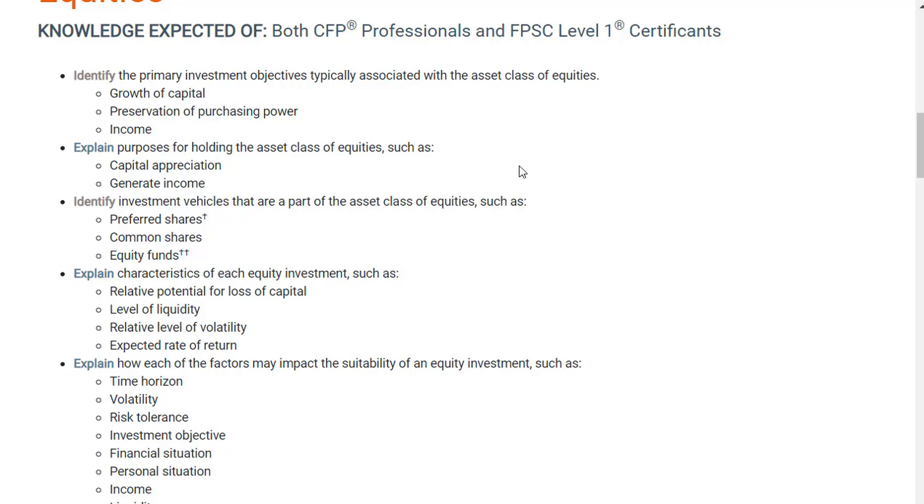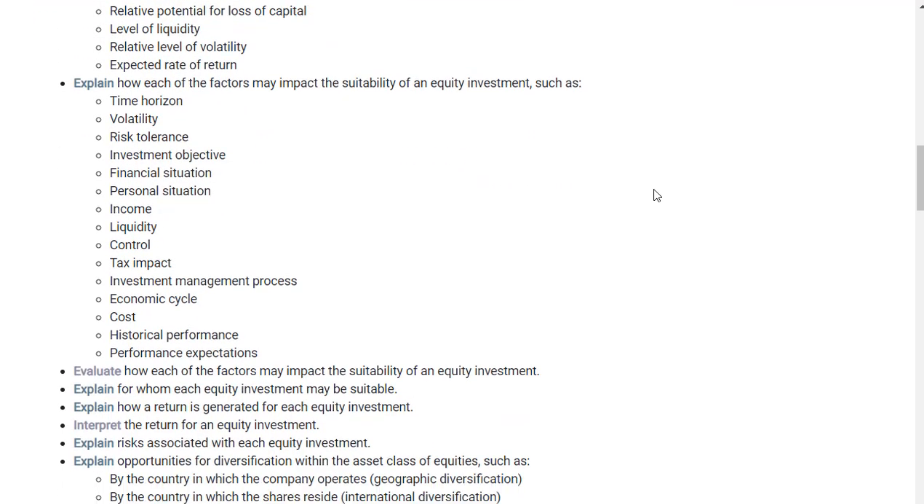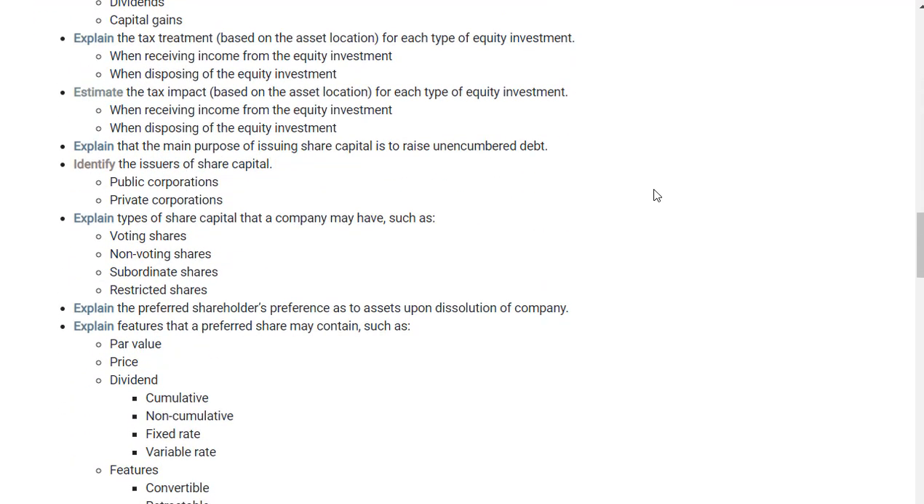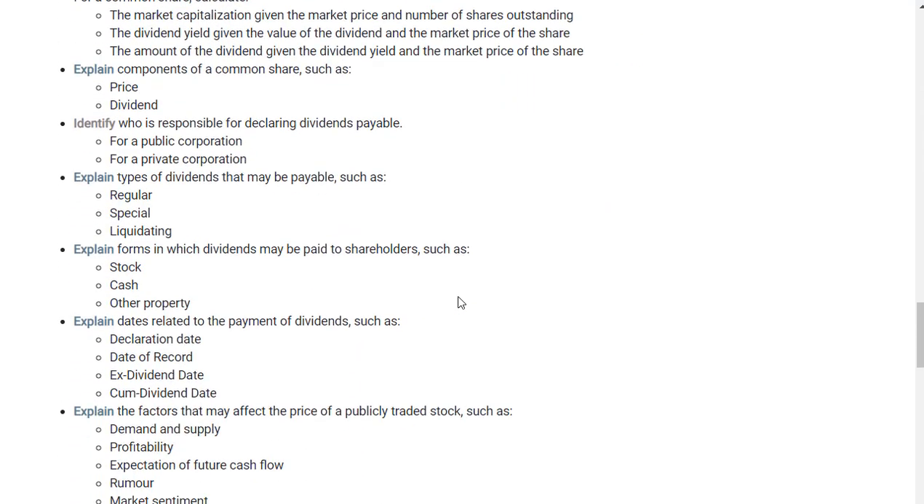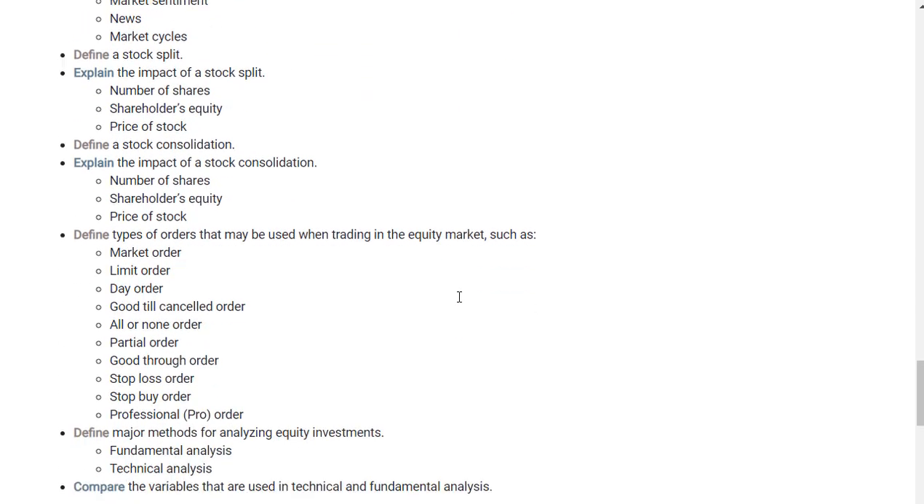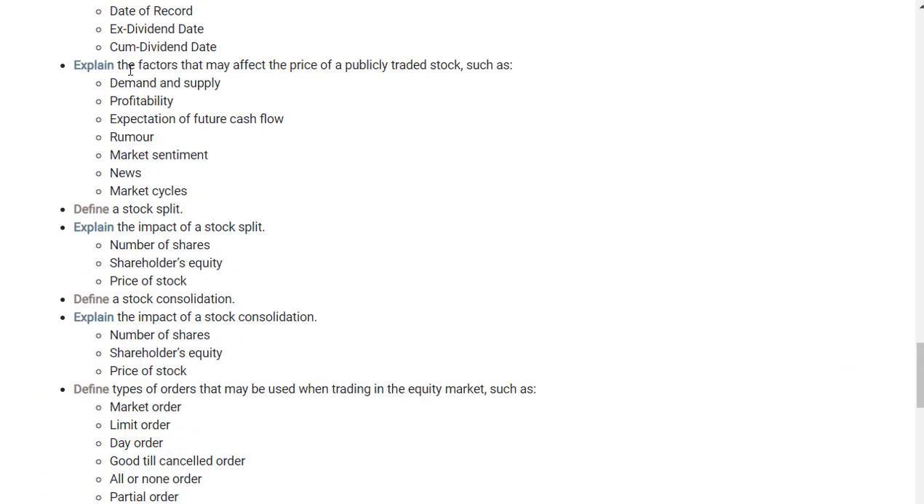Okay, so again, not going to read through all these, just giving you some examples of the knowledge that is expected and some of the command words. For each of these, there's a lot that you need to know. Looking at the types of share capital: voting shares, non-voting shares, subordinated shares, restricted shares. There's lots that a financial planner needs to be familiar with in each of these different areas.